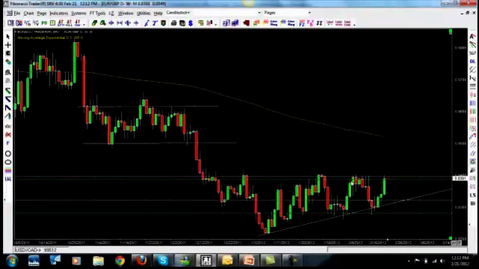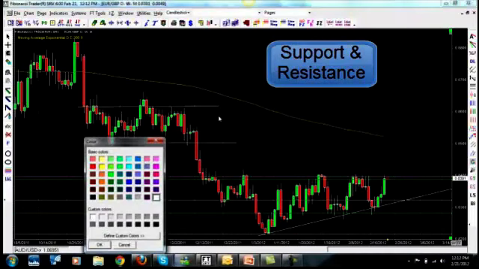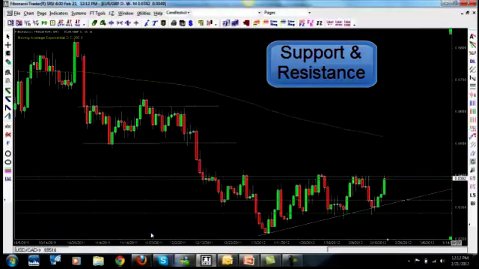So, I want you to think about currency pairs and these price levels, which we call ranges, as an apartment building. Let's say this is a 10-story apartment building, and we're going to put a line here, and I'm going to color this so you can see it. We're just going to say this is a floor. This is the ground floor.